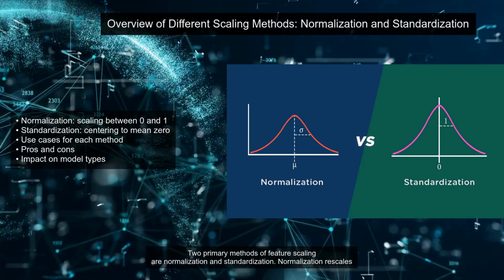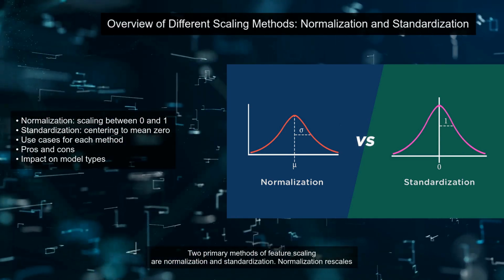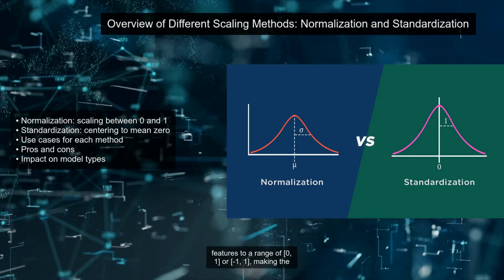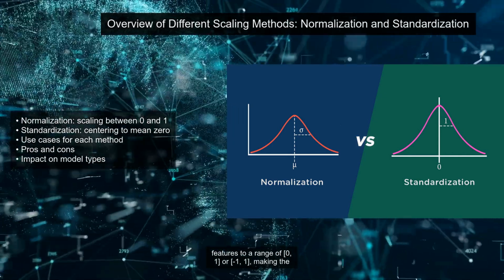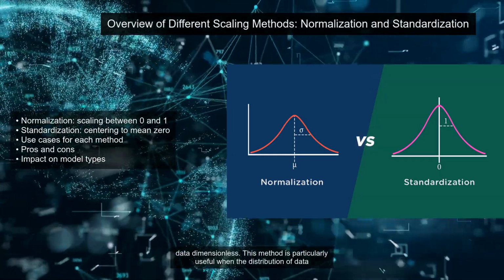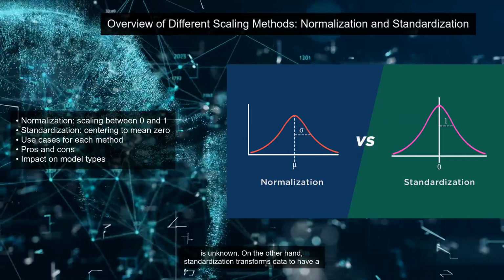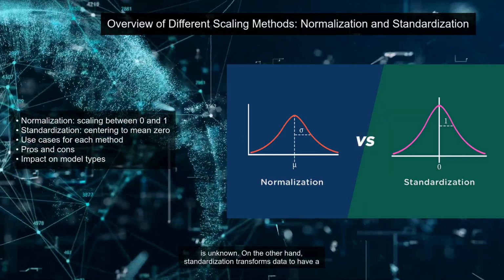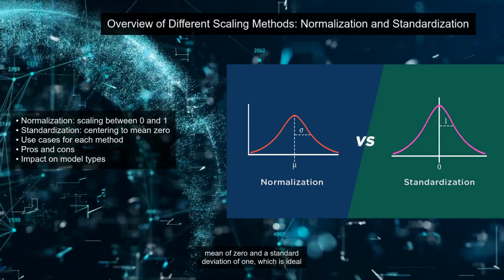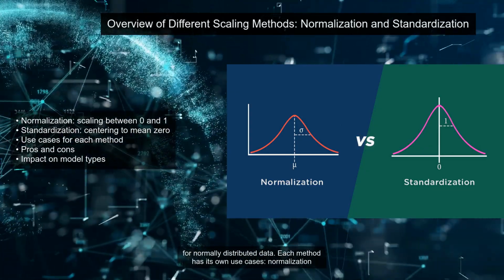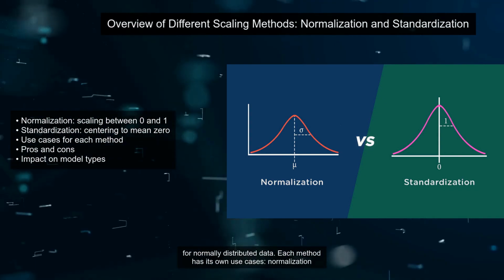Two primary methods of feature scaling are normalization and standardization. Normalization rescales features to a range of 0 to 1, or -1 to 1, making the data dimensionless. This method is particularly useful when the distribution of data is unknown. On the other hand, standardization transforms data to have a mean of 0 and a standard deviation of 1, which is ideal for normally distributed data.